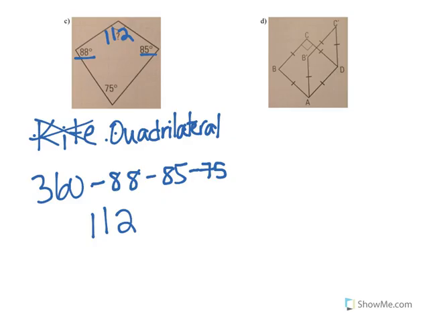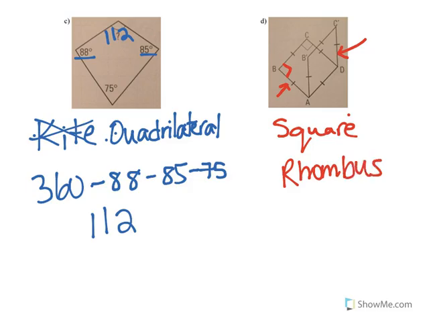Alright, and the last one, they're all equal sides, which means we're dealing with rhombuses and squares. So first of all, this one right here is a square because all of the angles are going to be 90, because if that one's 90, the rest are 90. And this one right here is going to be a rhombus because the angles are going to be different. And you can't really solve anything because we don't have any lengths, but we do know that all of these angles would be 90.